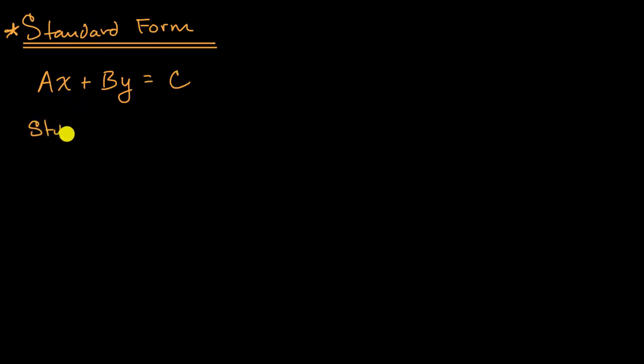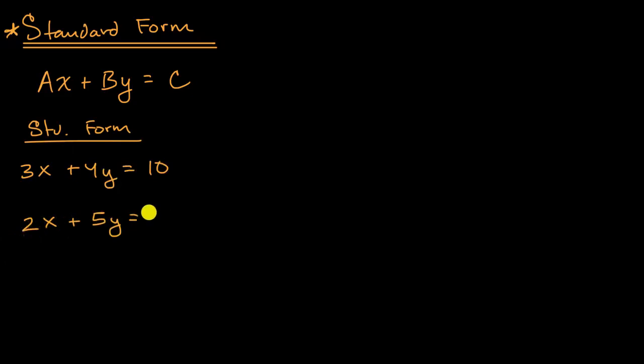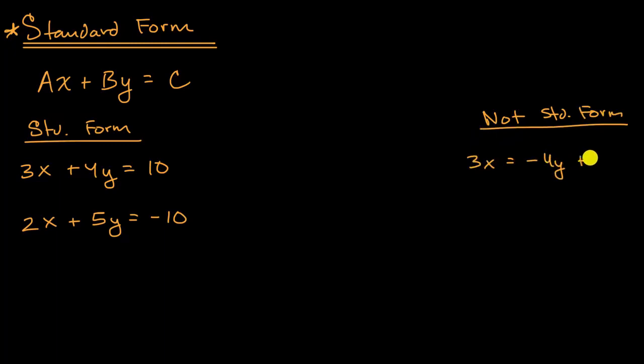So things that are in standard form would include things like 3x plus 4y is equal to 10, or 2x plus 5y is equal to negative 10. Everyone would agree that these are standard form, and everyone would agree that the following are not standard form. So if I were to write 3x is equal to negative 4y plus 10, even though these are equivalent equations, this is just not in standard form. Similarly, if I wrote that y is equal to 3 times x plus 7, this is also not in standard form.